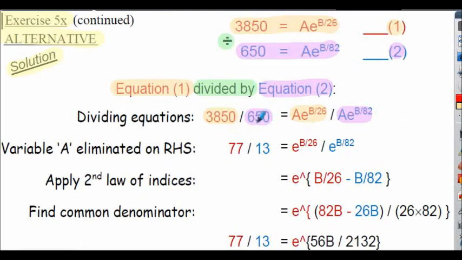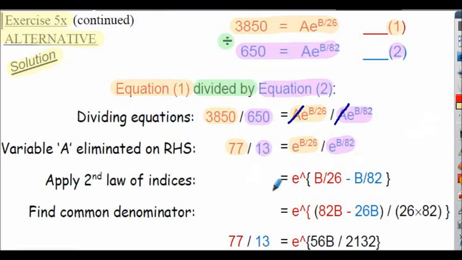Note on the left hand side we just divided the numbers by 50, so 3,850 divided by 50 is 77, and 650 divided by 50 is 13. So we're just simplifying the numbers on the left hand side. I notice on the right hand side the a cancels. The a in the numerator cancels with the a in the denominator to leave us with e to the power of b divided by 26, divided by e to the power of b divided by 82.